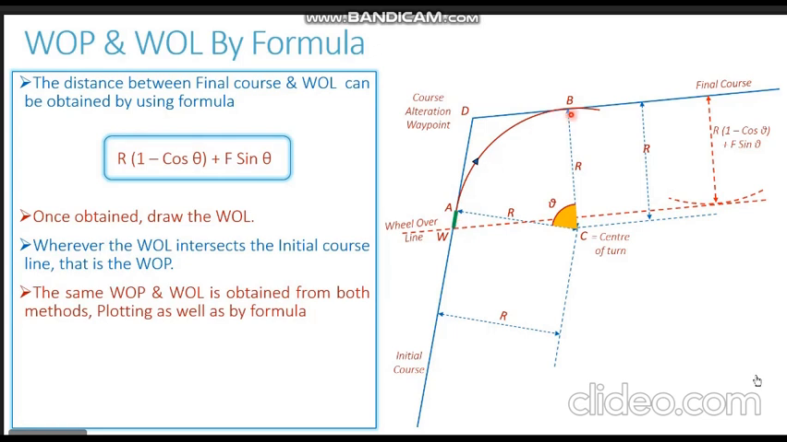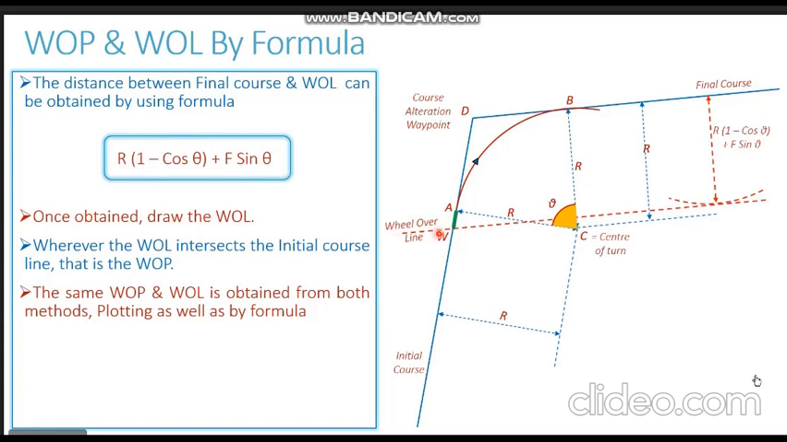So whether you find the wheel over point or wheel over line by marking the center, plotting the curved path, and plotting the reaction distance, this is known as the plotting method, or you find the wheel over line by using this formula and plotting it directly. In both the cases, you will obtain the same wheel over line and the same wheel over point. So in situations where the curved path is not required, the wheel over line and the wheel over point can be identified using this formula and plotted on our chart.